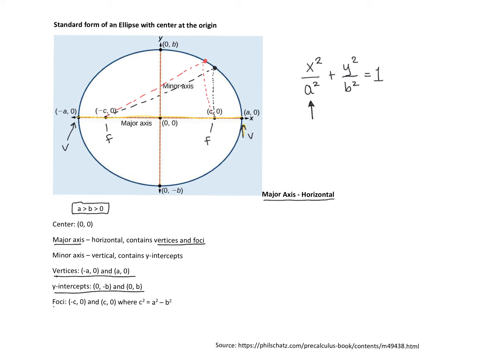And our foci, and this is the important part, are found by subtracting. So c squared is a squared minus b squared. And what I'd like you to remember is that c squared is the bigger number squared minus the smaller number squared. And you'll see why that's true as we do an example. Because whether or not a or b is the larger value, we always have to subtract in the order that we can.